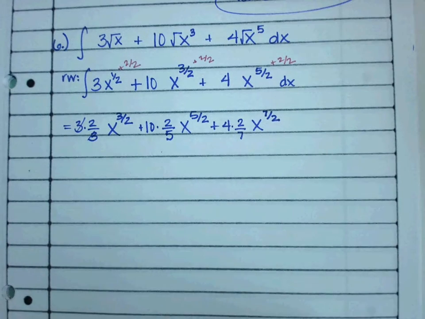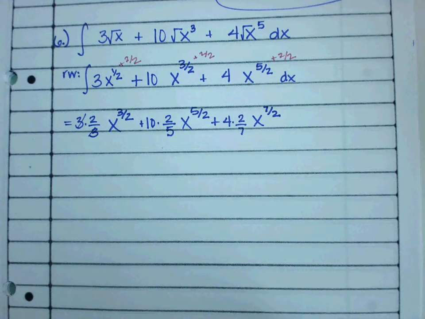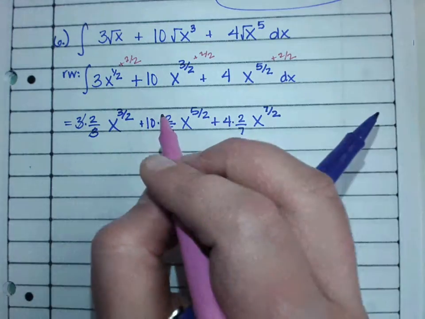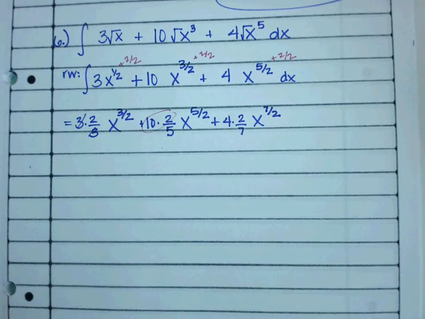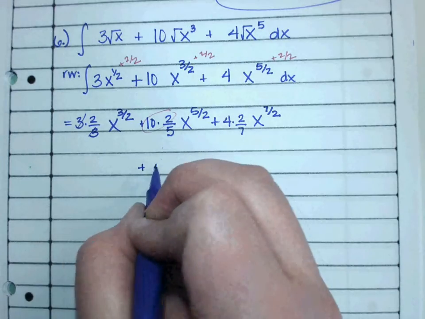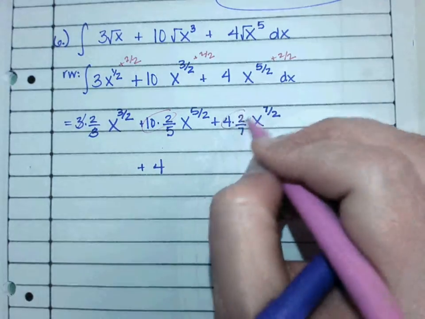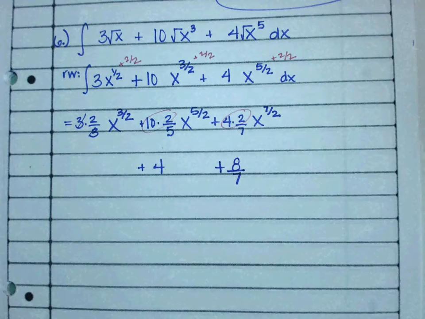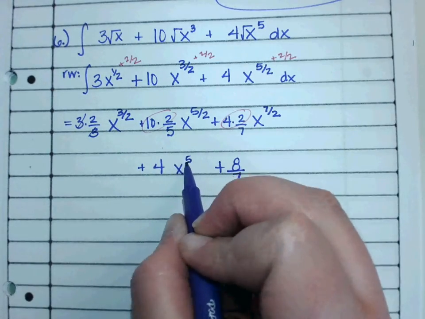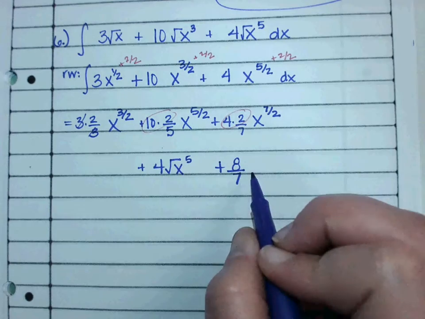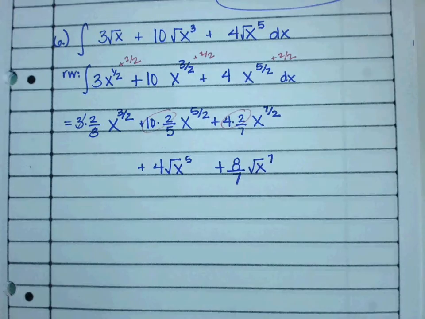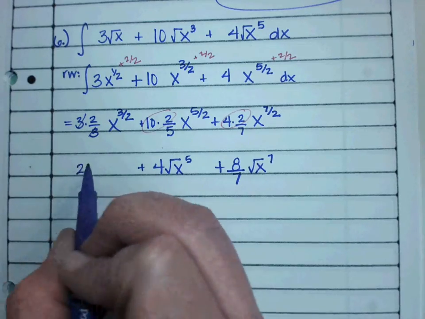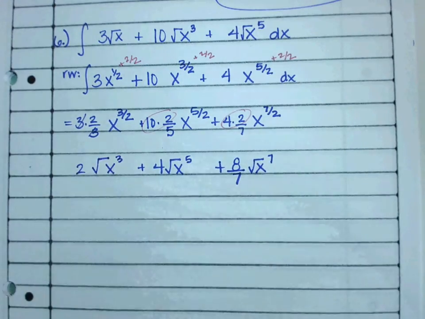When you deal with a whole number and a fraction, you just times the tops together, divide by the bottom. So what is 10 times 2 here? 20 divided by 5? That's really a 4. Then 4 times 2, what do I get? 8. 8 can't divide by 7, so you'd leave it. Then from there you'd have to return back to radical form, which would be x to the 5, and then square rooted. That would be x to the 7, and then square rooted. And then this guy would be 2x to the 3, and then square rooted, plus c.